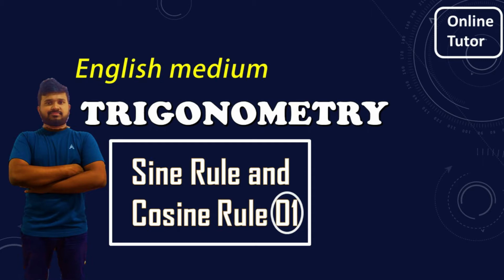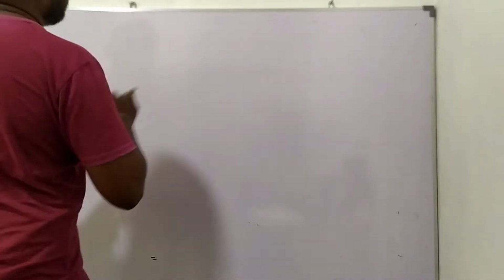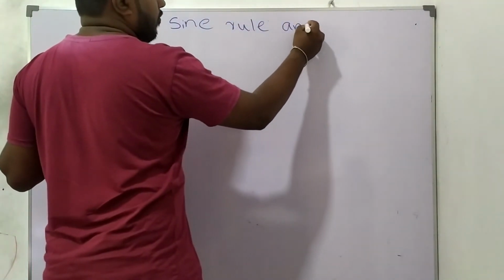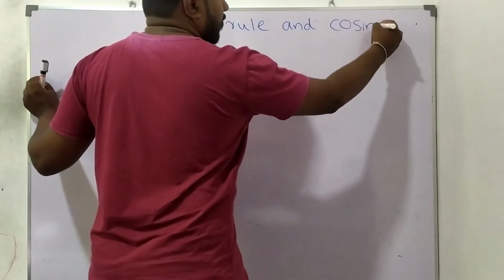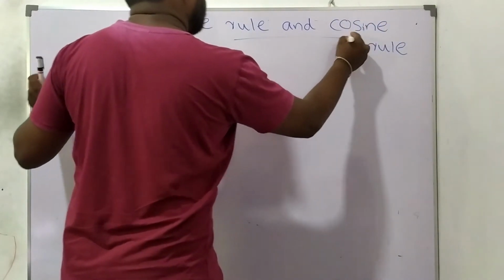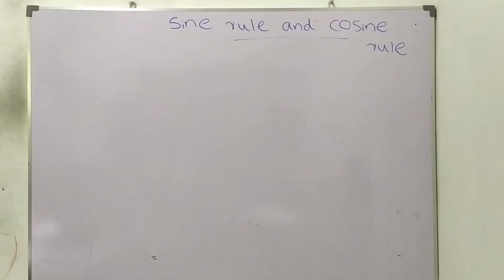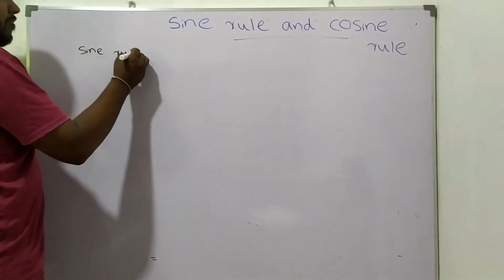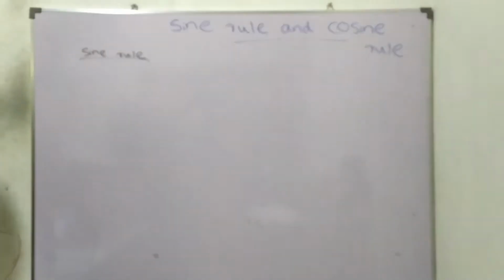So today I'm going to discuss the trigonometric sine rule and cosine rule. First of all, let's start with the sine rule. Before understanding the sine rule, you should understand the usual notation triangle, right? This is the topic: sine rule and cosine rule. The sine rule comes with the usual notation triangle.